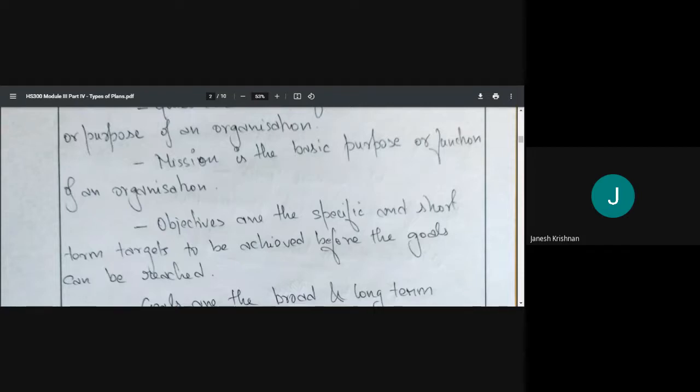Even if we are completing one objective, we are moving closer and closer to our goal. That's the difference between them.